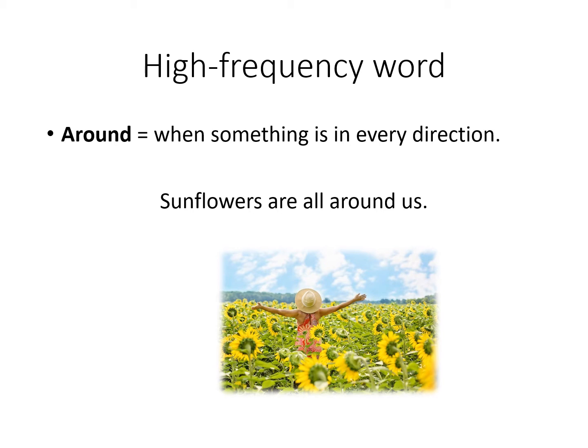Around. For example, some flowers are all around us. You could say people are all around us. Or you could say trees are all around us. But the word around means when something is in every direction. It's in front of you, it's behind you, it's next to you, it's everywhere, it's in every direction.